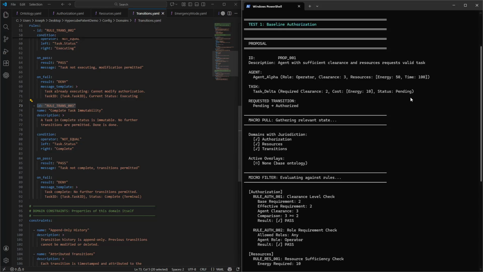Proposal. Agent Alpha with clearance level 3 with 50 energy in their resource pool requests task Delta, which requires clearance 2 and costs 10 energy. The task is currently pending and we are proposing to authorize it.